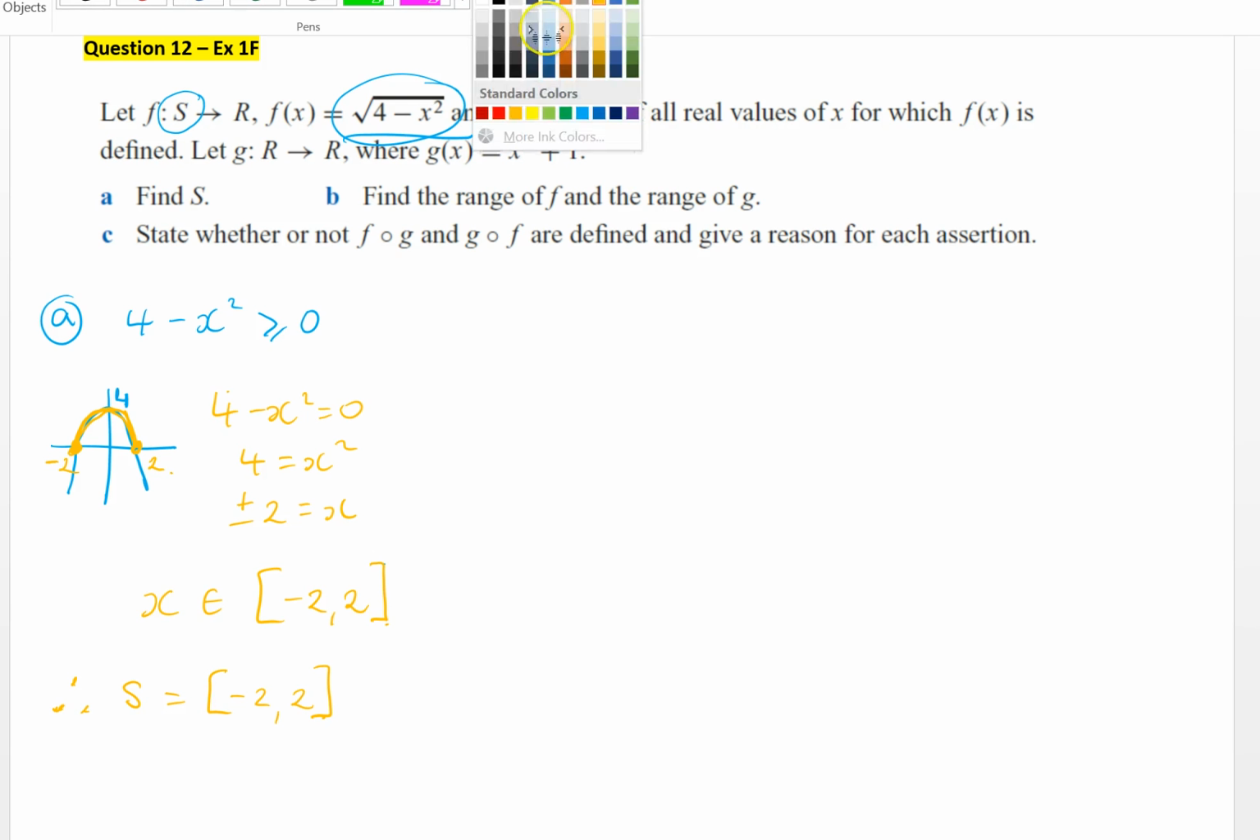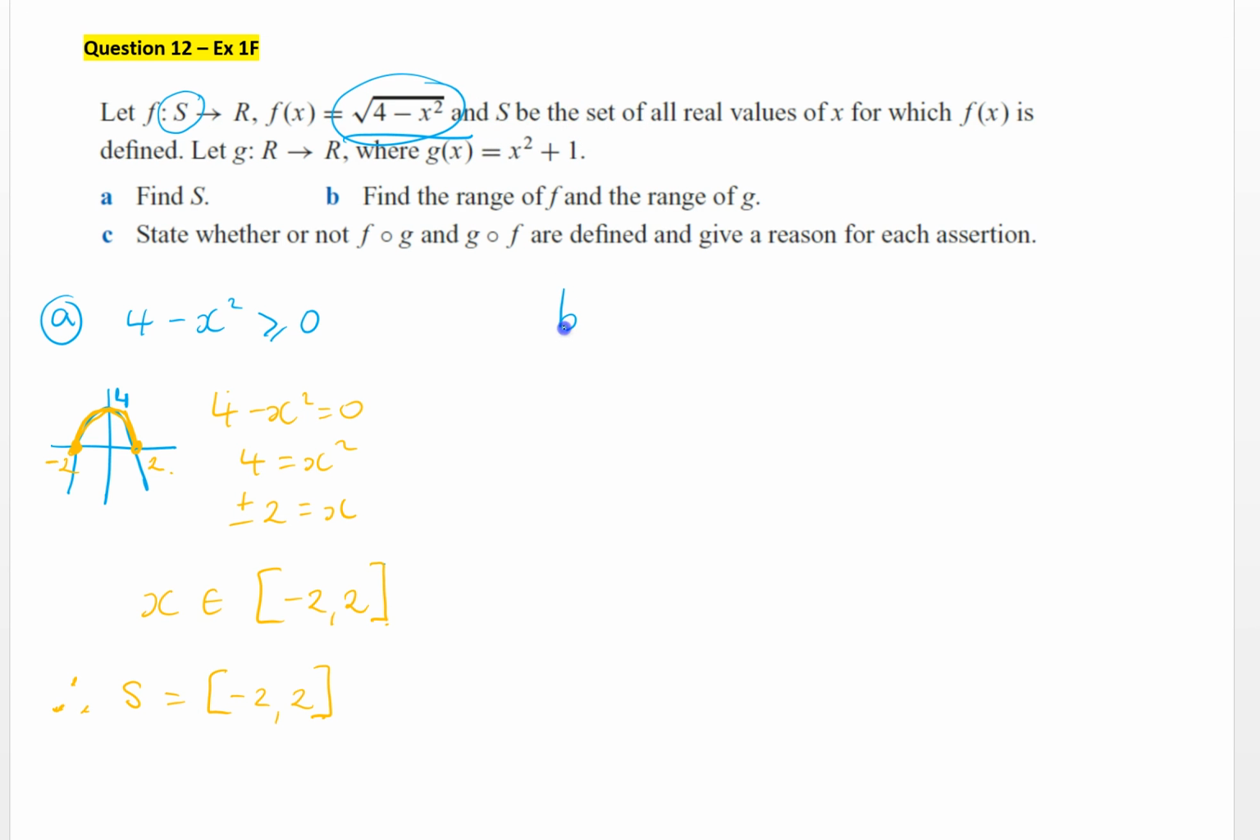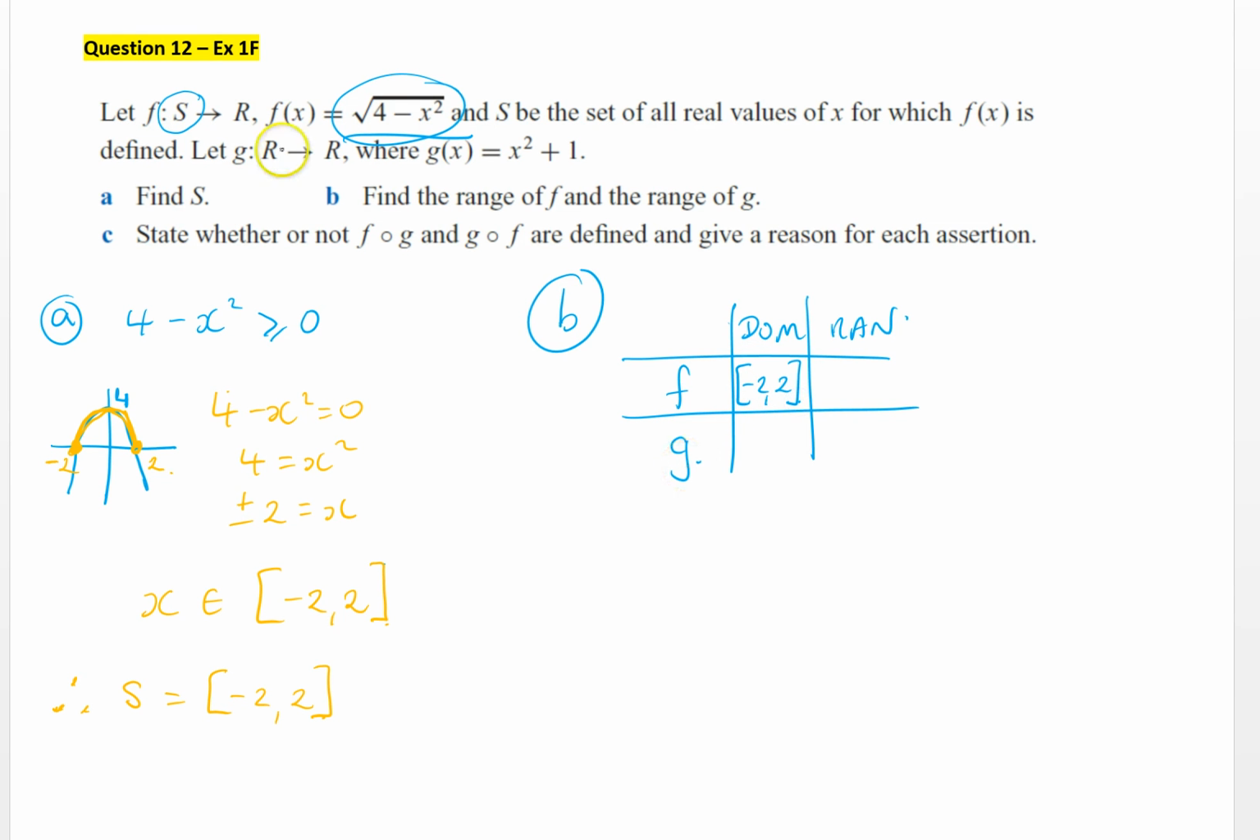Part B is what's the range of f and the range of g? Again, because I know that the next bit is fog and gof, if I set that up as a little table, so f and g, domain and range. The domain of f we've just worked out is our S, so negative 2 to 2. The domain of g is here in the rule, so any real number.